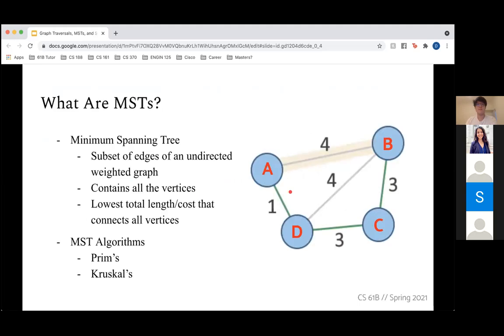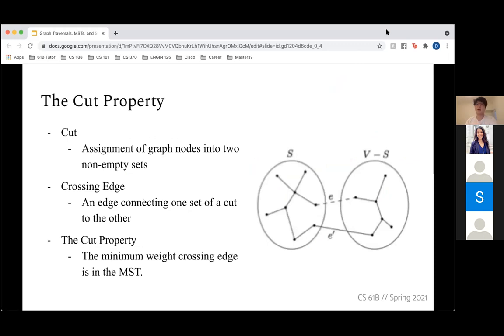All right. Next, we're going to be looking at what is known as the cut property.